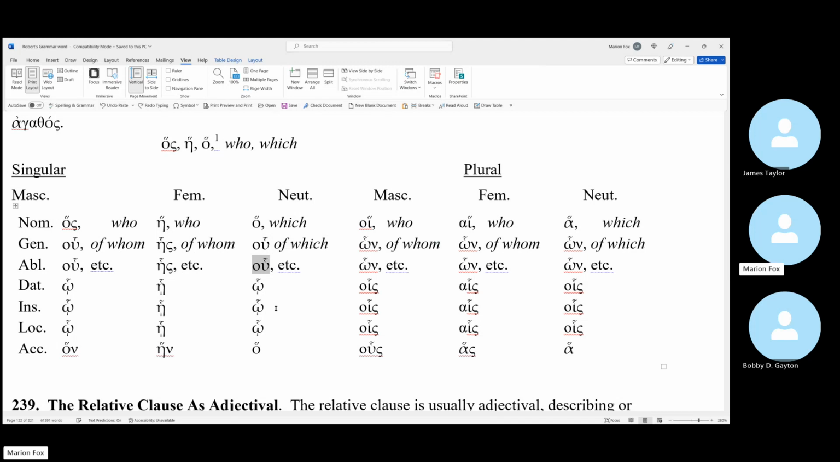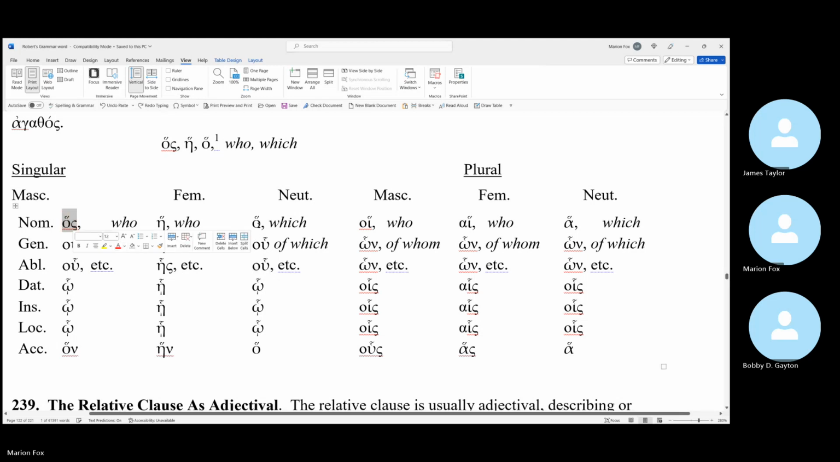In Ephesians 1:13 and 14, there's a textual variant. Some of your manuscripts have hos and some have ho. The only difference is just one letter, but it makes a world of difference in interpretation. So there's a textual problem with that.